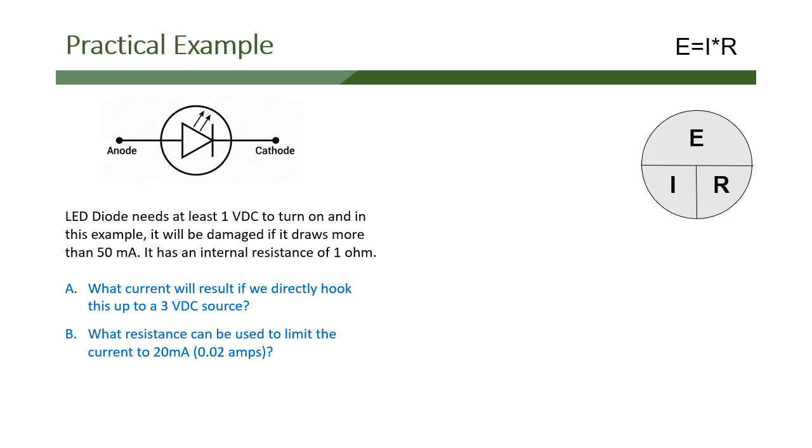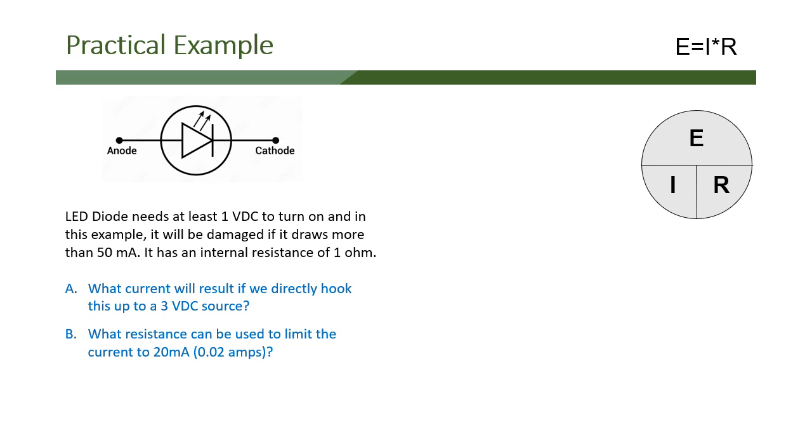Now let's look at a practical example for a second. We have an LED diode. It needs at least 1 volt DC to turn on, and in this example it will be damaged if it draws more than 50 milliamps. It has an internal resistance of 1 ohm. Like I said before, everything except superconductors has some sort of inherent resistance. In this case, we're just arbitrarily saying that this LED, light emitting diode, has 1 ohm of internal resistance.